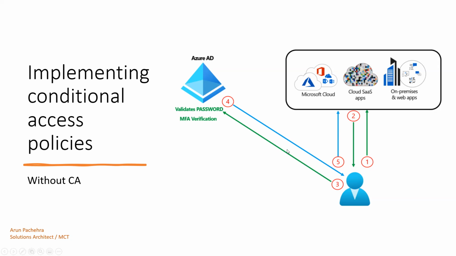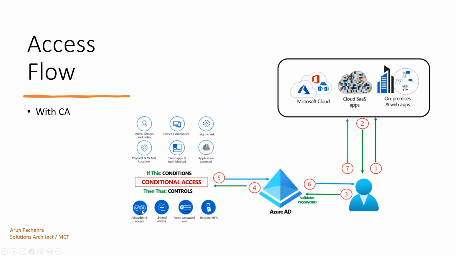So if you see, it is pretty straightforward. The user request goes for validation, validation done, got the access. There is no condition, there is no situation anywhere. Now let's check this one. Access flow with conditional access. Here we have applied some conditions, okay?